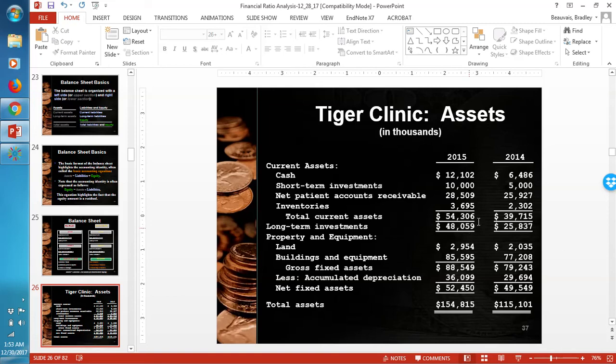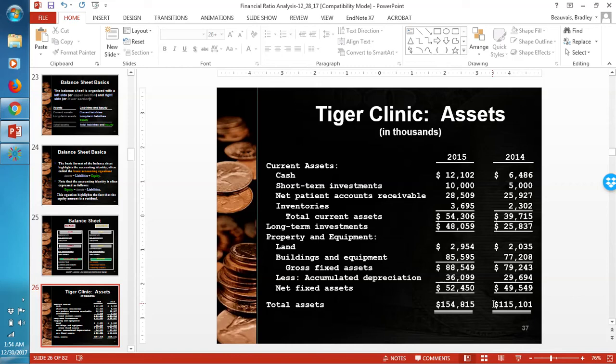So for starters, we see that there's quite a jump in our cash position from 6.4 million to just over 12 million through the course of this last year of operations. We've also seen a sizable jump of short-term investments. We've seen a nominal growth in net patient accounts receivable, and our inventories have gone up slightly as well. Long-term investments have taken a large jump, from 25 to 48. And the rest of the sheet here is pretty unremarkable. There's a little bit of growth in net fixed assets. And we have, again, a pretty sizable jump in our total asset line from 115 million to 154.8 million.